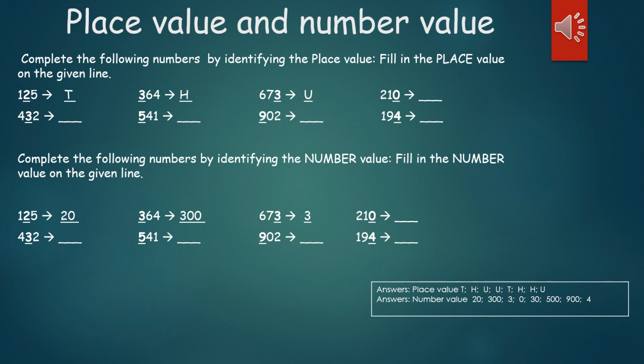Complete the following numbers by identifying the number value. Now you use digits. Fill in the number value of the given line. 125, 20. 364, 300. 673, 3. 210, 0.